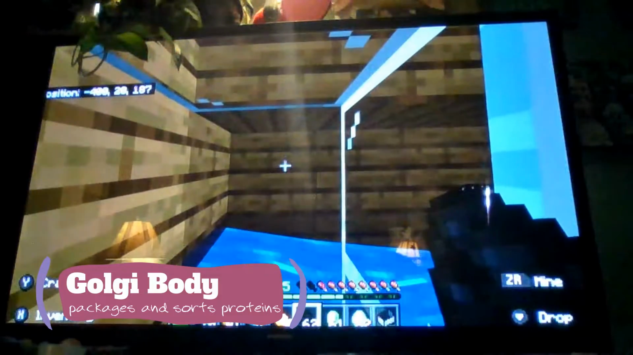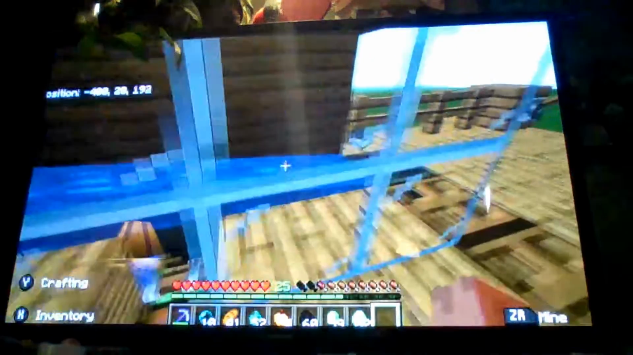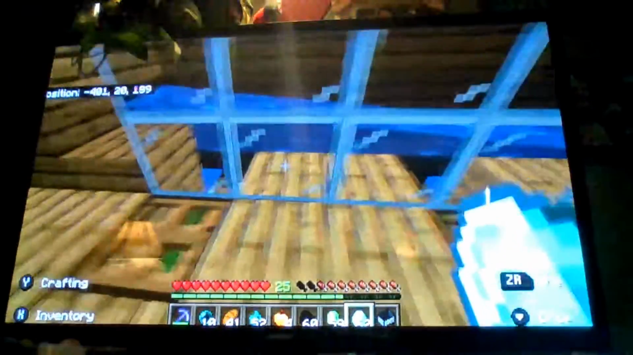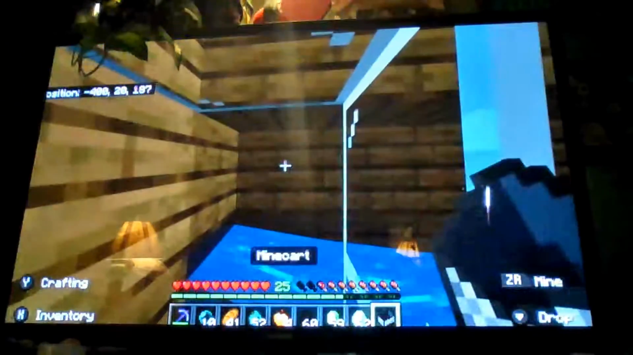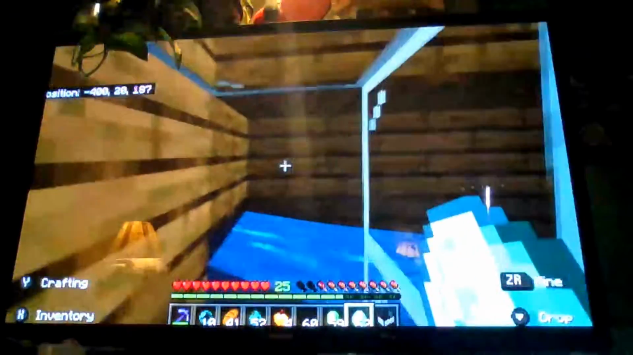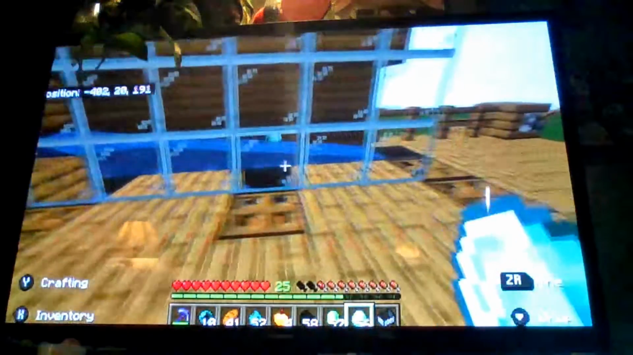So let's say I toss in my proteins. Oops, I accidentally tossed in my minecart. But since it sorted through them, it said that it didn't need this. See? It just tosses it all the way back over here. Doesn't accept it. So let's throw in our proteins. So it sorts through the proteins by using hoppers. These hoppers grab the item.